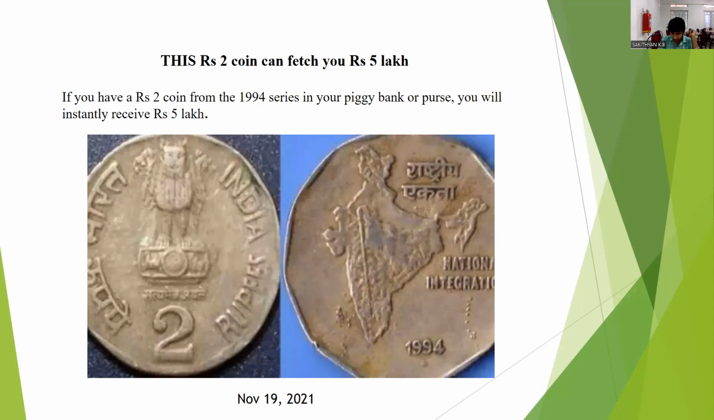Actually, on November 19, 2021, it came in the newspaper: if you have a 2 rupee coin from the 1990 series in your piggy bank, you will instantly receive 5 lakh. So some years they used to conduct auctions, selling old coins for this much money. So the government will keep on searching. You can get 5 lakh rupees.